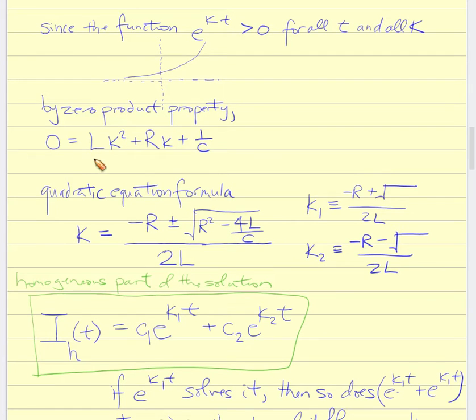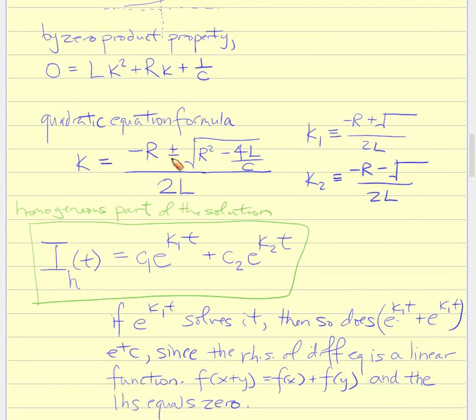Now this is a simple quadratic equation in terms of the unknown k, so we can use our by now memorized quadratic equation formula: negative b plus or minus the square root of b squared minus 4ac, all over 2a. So when you plug all this stuff in here, that's what we get.